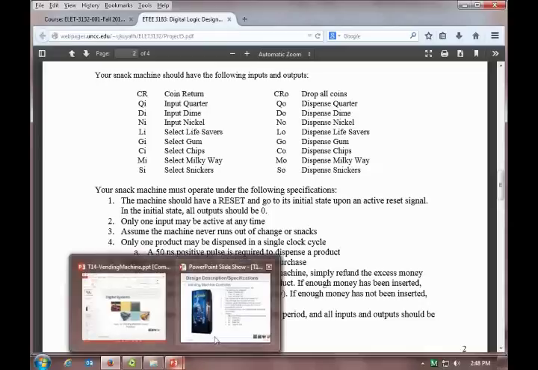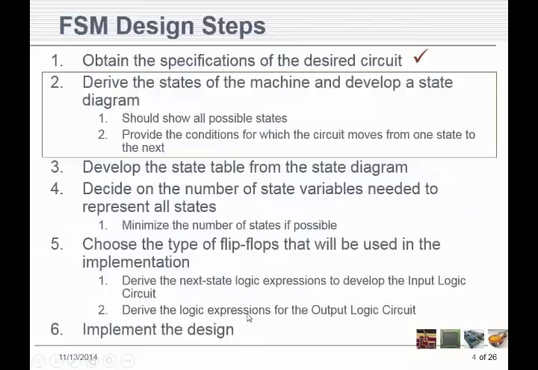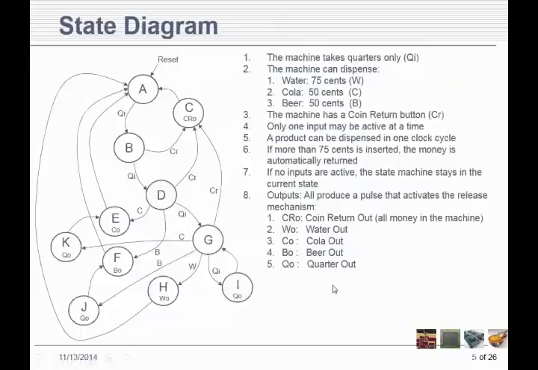All right. We keep going. If there's no active state, the state machine just stays in the current state. And our outputs are coin return, water out, cola out, beer out, or quarter out. So in other words, this one is simpler, but it is an awful lot like the first one in Project 5, and so you have a lot of examples here to go by. Okay, so we got that. Here's the state diagram I came up with. Okay.